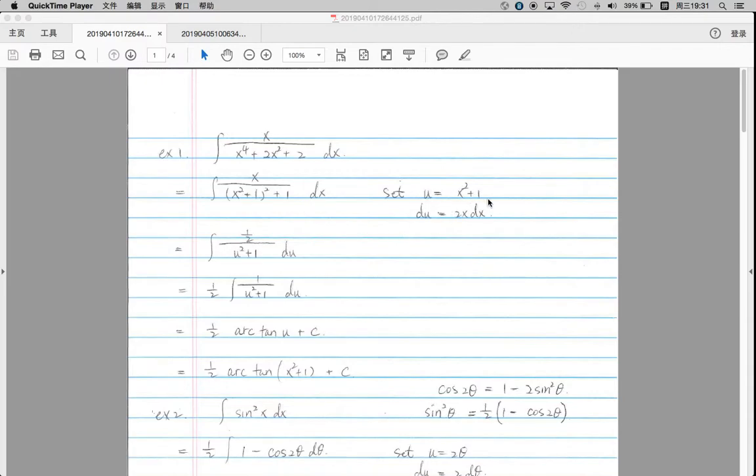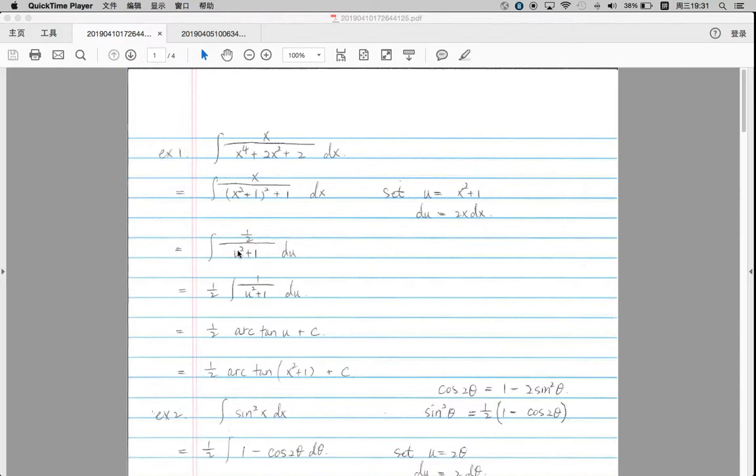So this is what we call substitution. We substitute something into this formula here. If u equals x squared plus 1, then du is equal to 2x dx, basically just taking the derivative of this, which is 2x. So now let's rewrite this integral here.